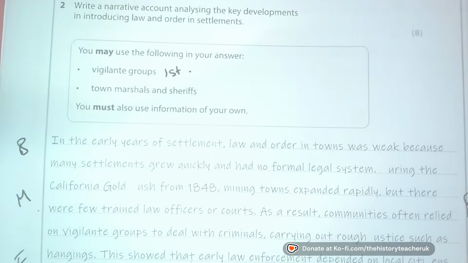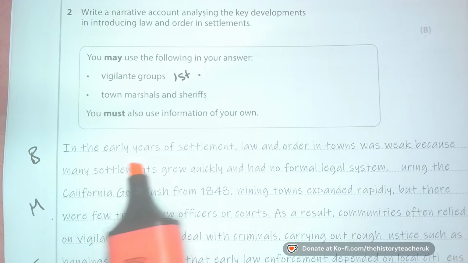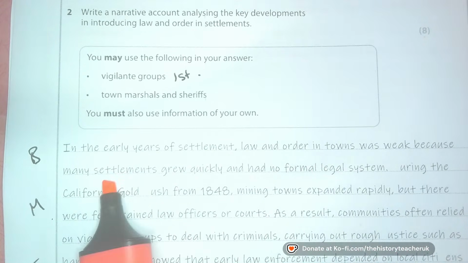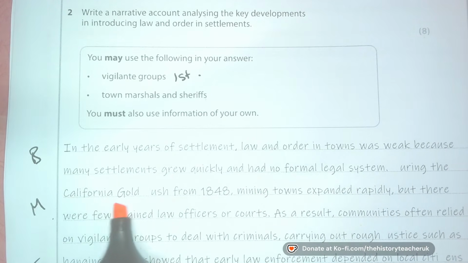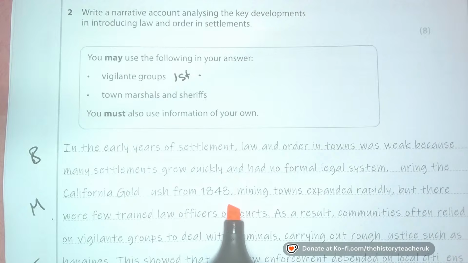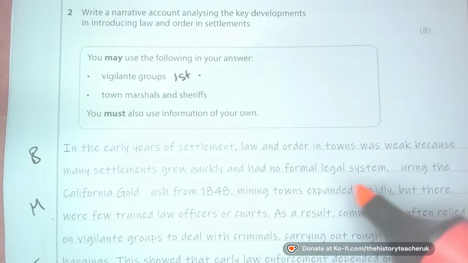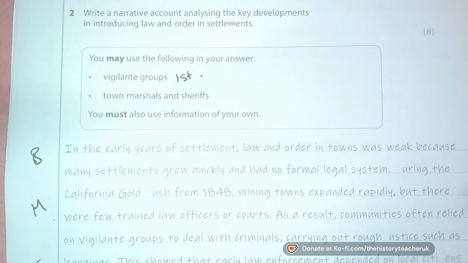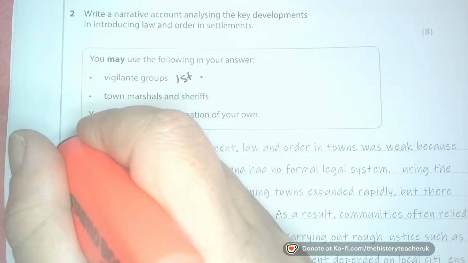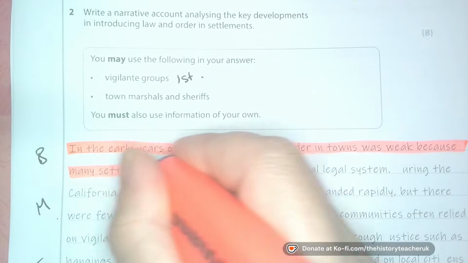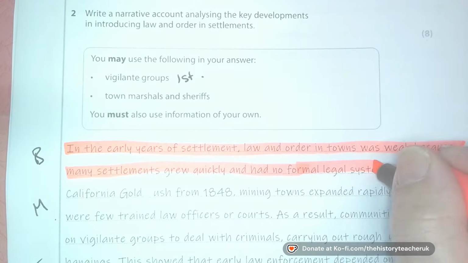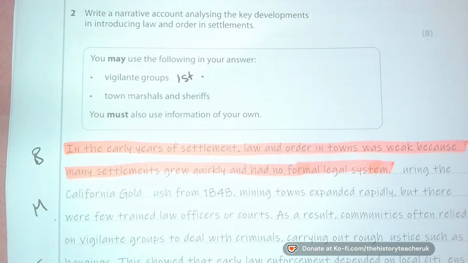So where's our beginning? In the early years of settlement, law and order was weak because many settlement towns grew quickly and had no formal legal system. During the California Gold Rush from 1842. So there we go, let's put that in as our beginning. They had no formal legal system.